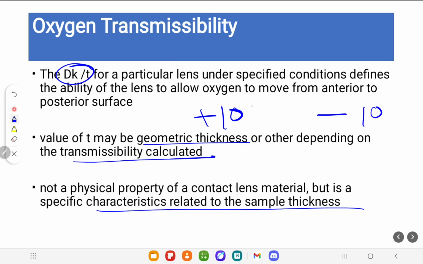What will you expect? In a plus 10 contact lens, central thickness is higher. That's why Dk/t is lower in the center, but at the same time higher in the periphery, because peripheral thickness is lower in plus. But in minus, central thickness is thinner, and at the same time peripheral thickness is thicker. So in the periphery of the minus lens, Dk/t is lower, while at the lens center Dk/t is higher in minus 10, isn't it? So that's the concept. It's very important.